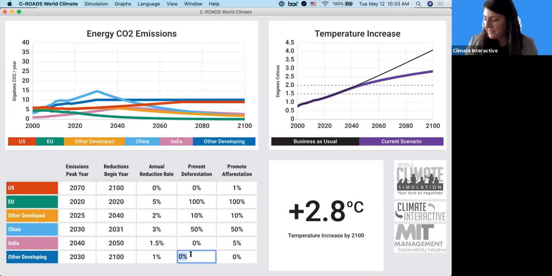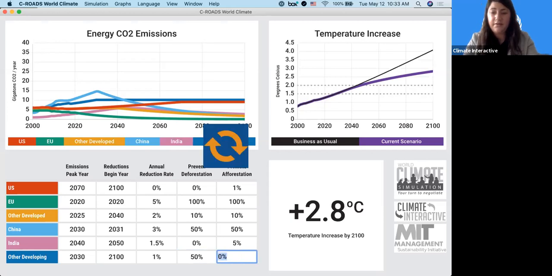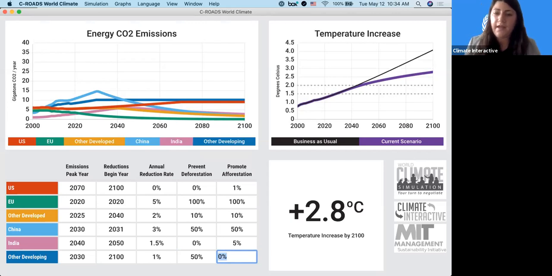And then for their afforestation and deforestation efforts, I see that they are preventing their deforestation by 50%, which is a great start here for the other developing nations who have the highest rate of deforestation out of these groups. And then for the afforestation effort, I see we are at a 10% effort here. So taking a look at these proposals, in this first round, we've reached 2.8 degrees, which is a very commendable start.